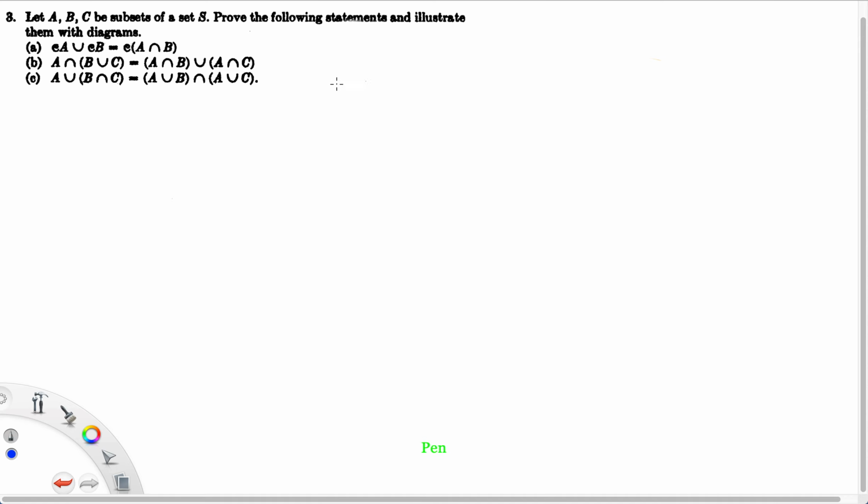Okay, so when we do set equalities, we want to show that the left side is a subset of the right side, and the right side is a subset of the left side, just like before. So we want to show that first, the complement of A union the complement of B is a subset of the complement of A intersect B. And then the second step is we want to show the other direction, that the complement of A intersect B is a subset of the complement of A union the complement of B. But let's do one first.